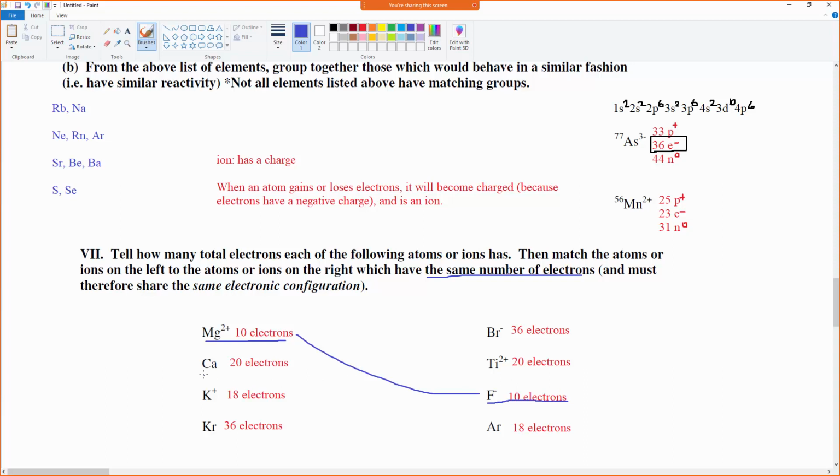Excellent. What about calcium? It's going to have the same electronic configuration as titanium 2 plus. Excellent. What about potassium with a plus charge? Same as argon. Good. And then, of course, that leaves us with krypton having the same number of electrons as the bromine ion. So they would have the same electronic configuration.